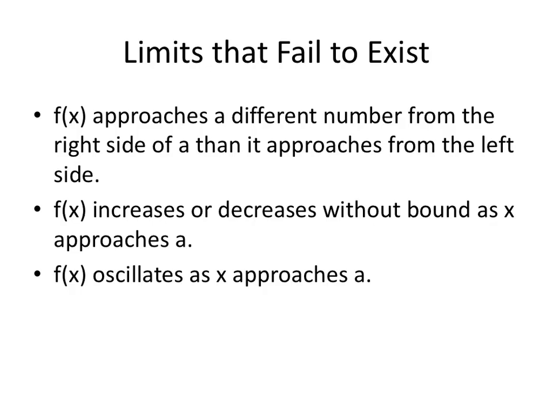Okay, so to summarize, the limits that won't exist: the first one is when f of x approaches two different numbers as I come in from the right and from the left, and that's what we just saw in the last two examples. Second, if f of x is increasing or decreasing without bound as x approaches a, it is not going to exist. So for example, if I have a graph that's just getting bigger and bigger the closer I get to 3, meaning I have a vertical asymptote there, the limit doesn't exist because there's no limit to this, it's just getting bigger and bigger and bigger. And then the third is if f of x oscillates as x approaches a. If it's constantly going back and forth, we don't have a limit.